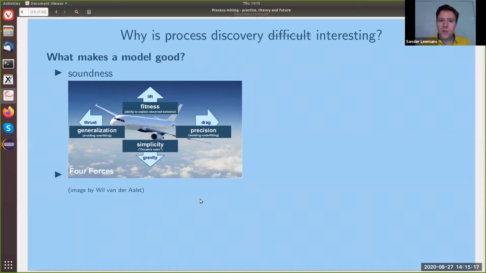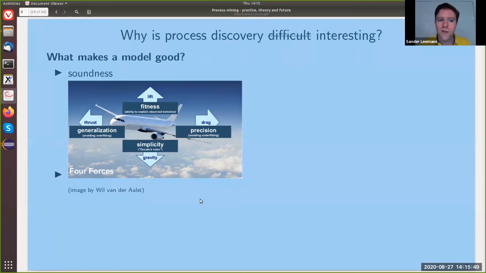To the right, we have precision, and that means that the model describes only the behavior in the event log and not much more. So if a model has a bad precision, that means that it allows for too much behavior, and that makes it less useful for analysts because it is less precise. Then down is simplicity. So as humans look at models, we want the model to be as small and as neat and as clear as possible.